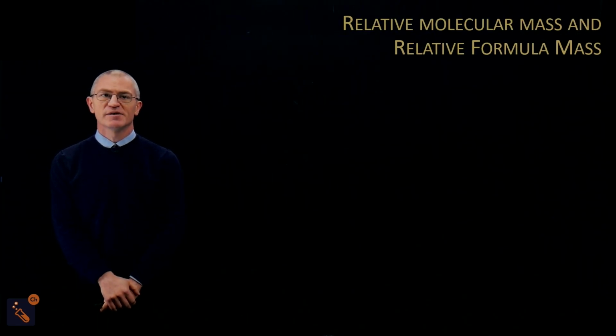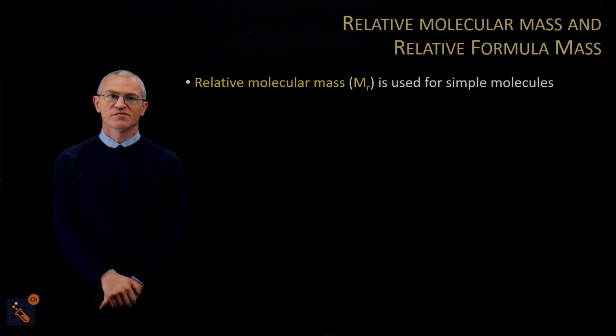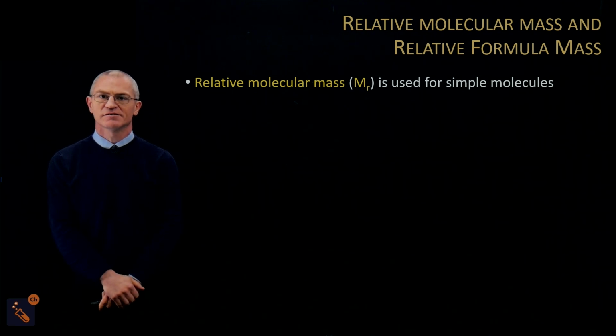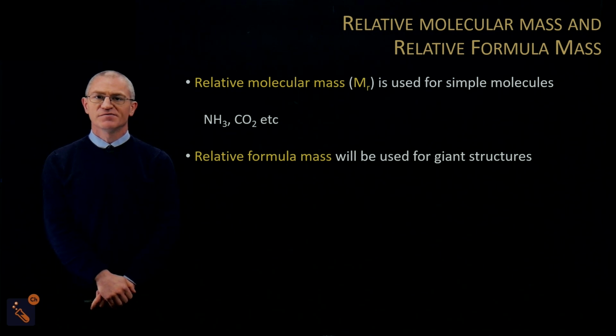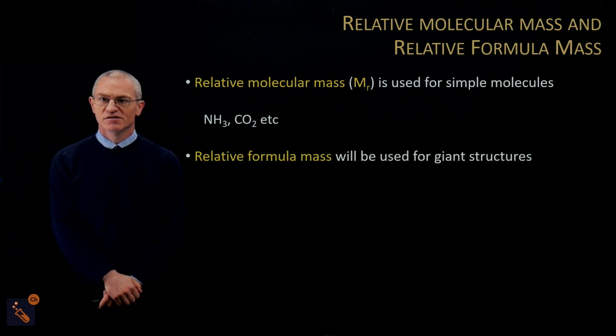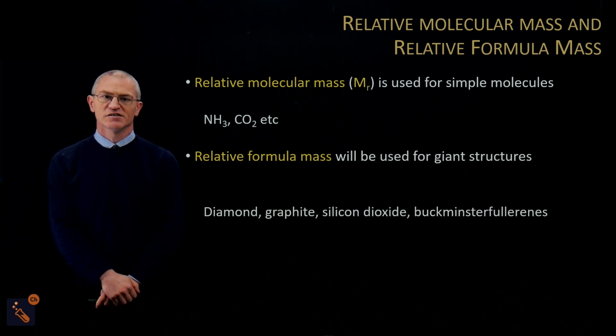Now we're going to talk about relative molecular mass and relative formula mass. At GCSE, you would have used relative formula mass for the mass of simple molecules. You're going to use relative molecular mass now, which is also shortened to Mr, for simple molecules such as NH3, CO2, etc. Now, relative formula mass will only be used for giant structures, and those giant ones include diamond, graphite, silicon dioxide, and buckyballs or Buckminster fullerenes. Again, that's not really used very much, so do not worry too much about that, but that's where the two terms are going to be used.